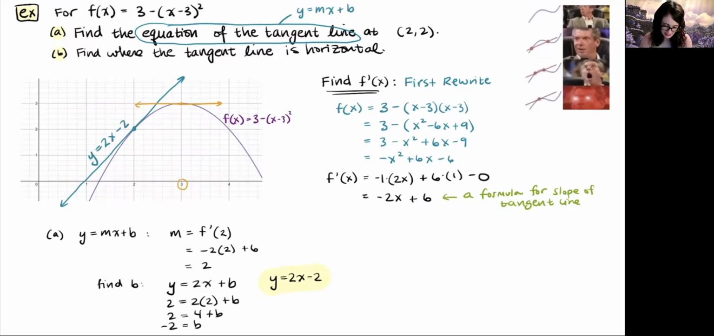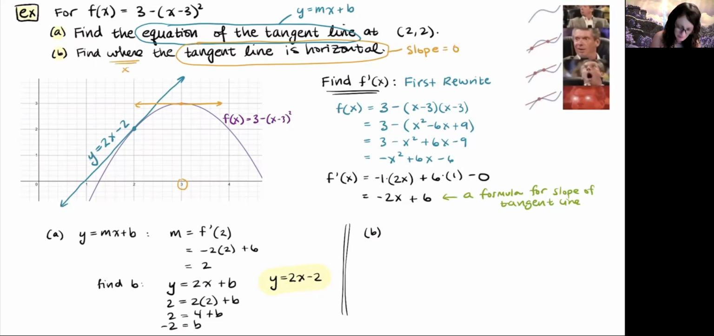All right, for part B, we want to find where the tangent line is horizontal. So again, what that means, a horizontal line, this means that the slope is equal to 0. Here we know the slope, but we want to find where that happens. We want to find, so where in math, this means x. What x value has a slope of 0 for the tangent line?